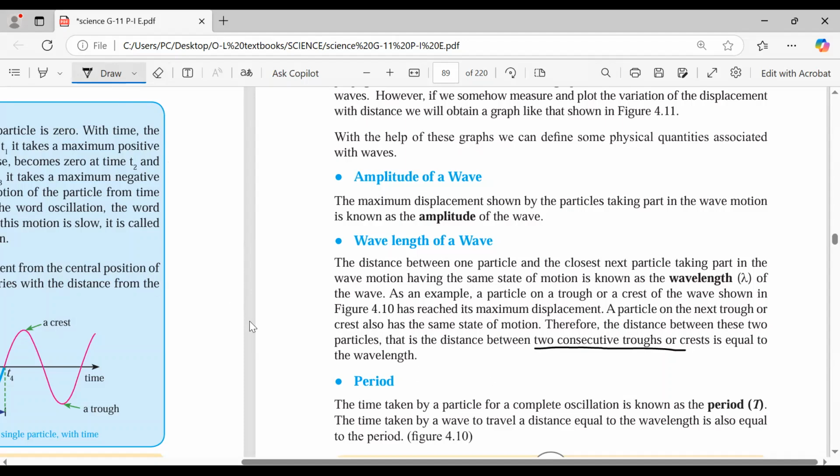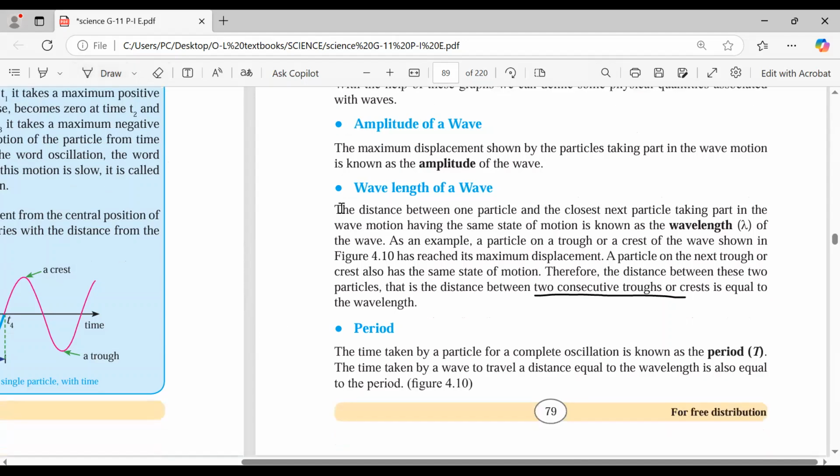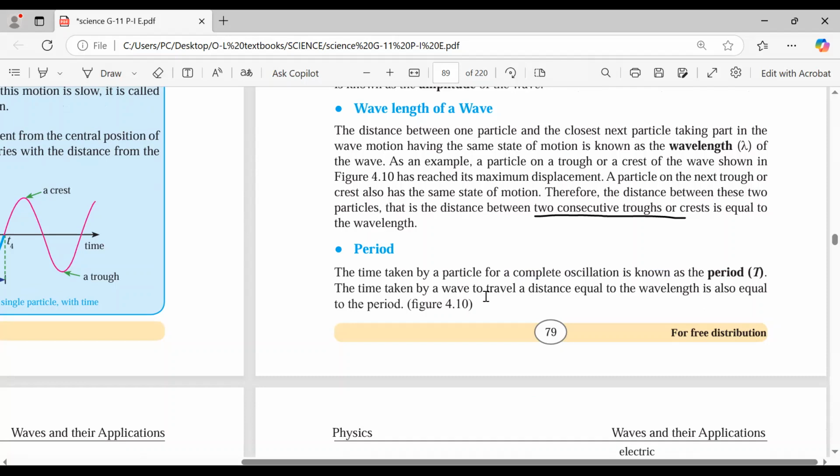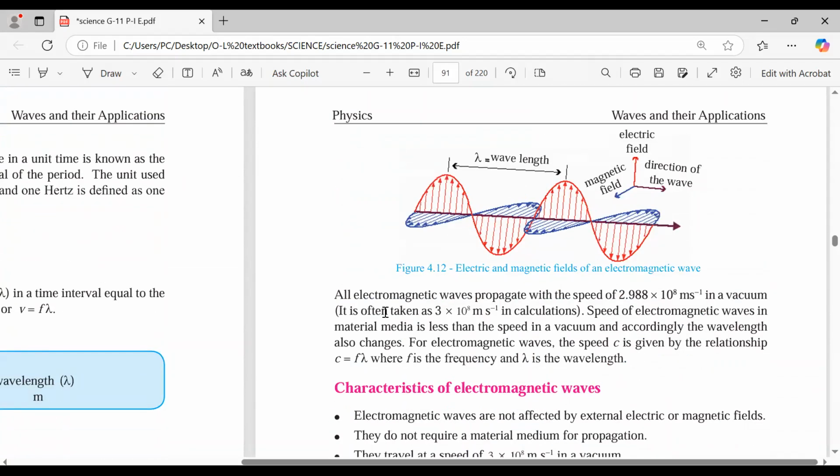Okay. What is the period? Period means how long it takes. The time taken by a particle to complete one oscillation is known as the period. Look, the time taken by the wave to transmit a distance equal to the wavelength is also equal to the period. Look here, the wavelength is from here to here. So how long does it take for it to come from this point to this point?